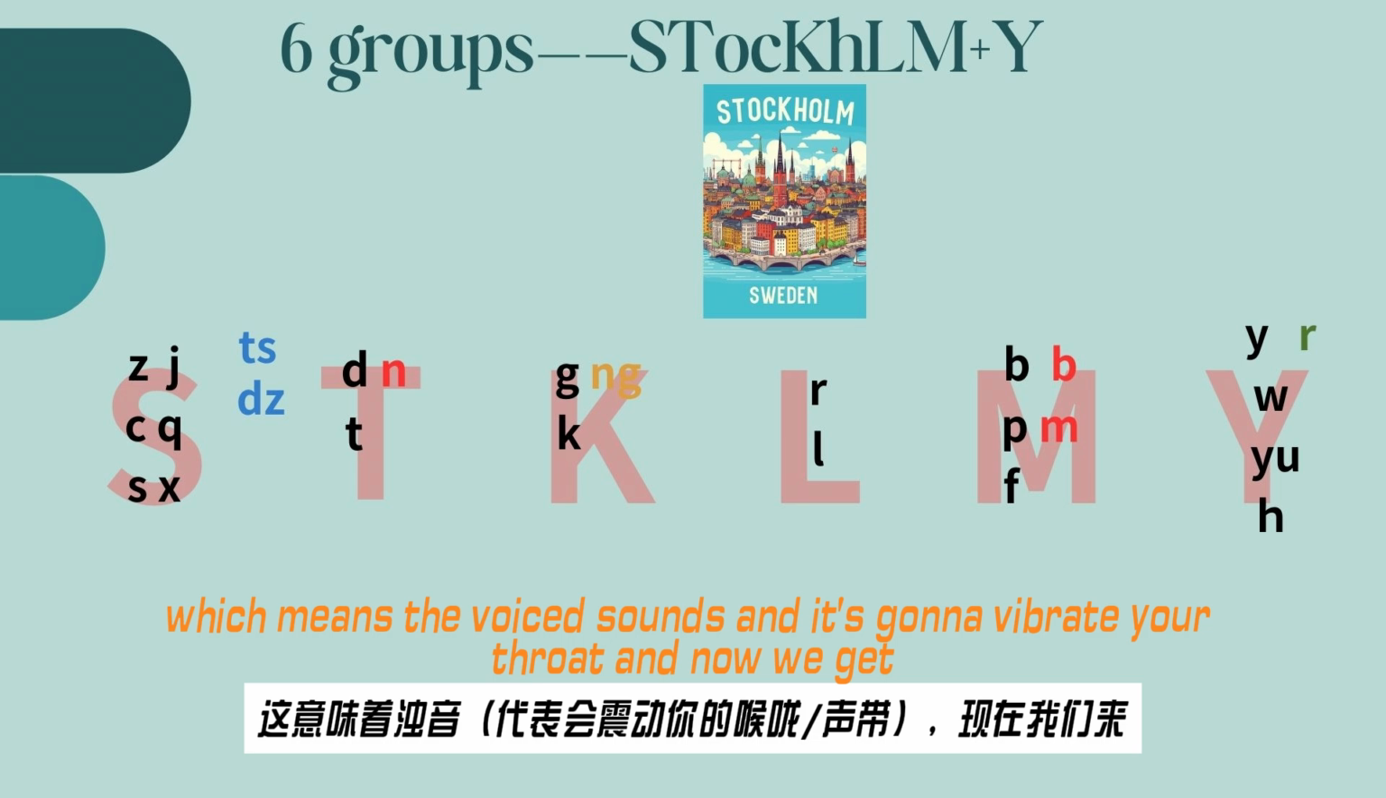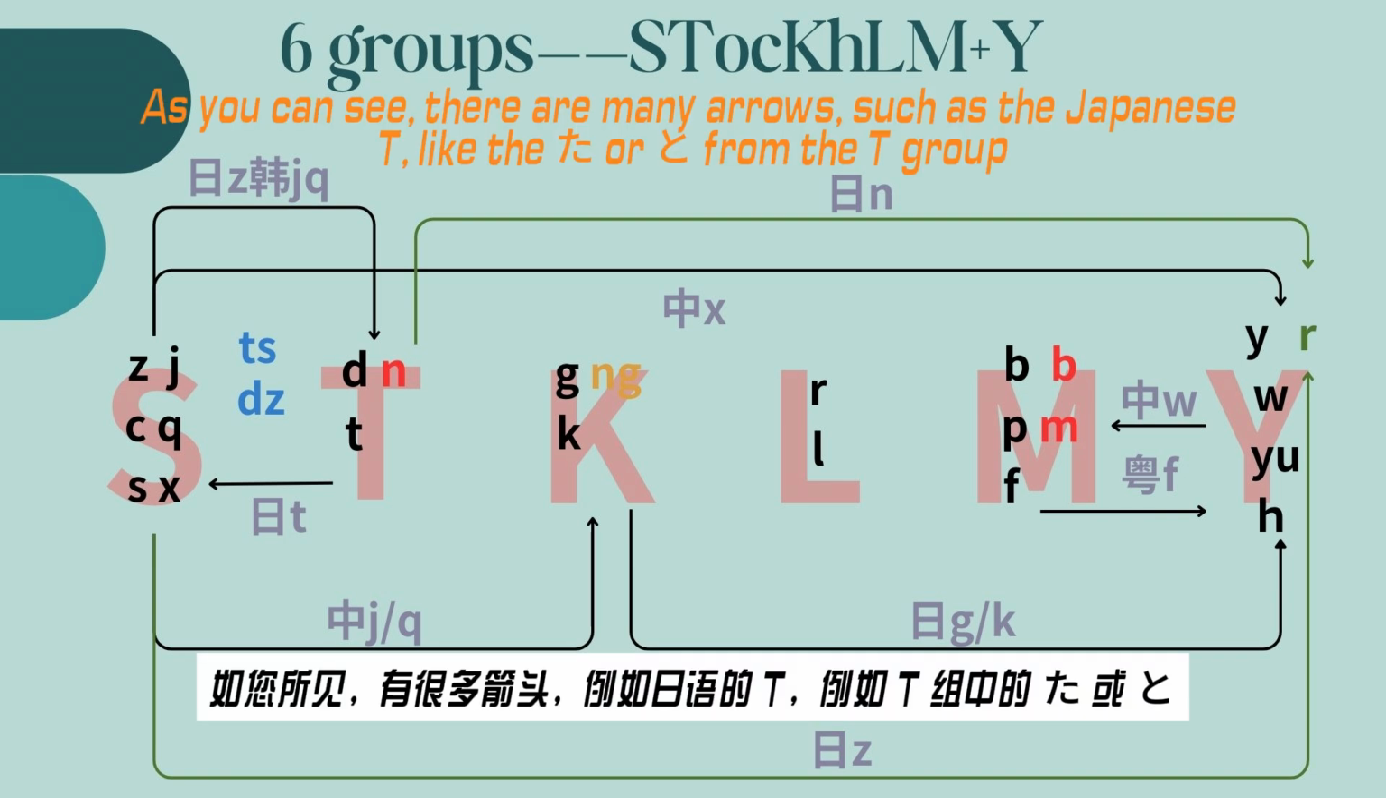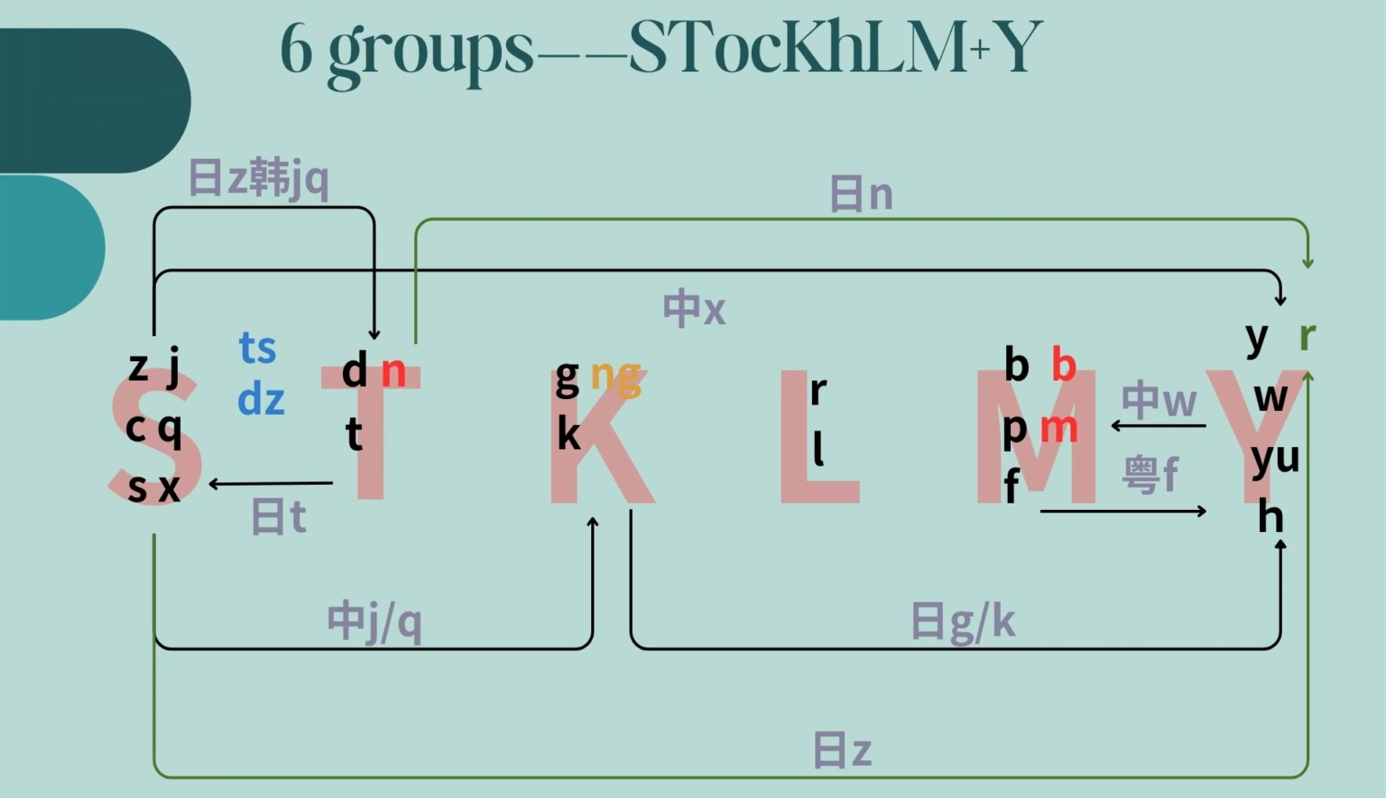And now, we get into the next level. As you can see, there are many arrows, such as the Japanese T, like the ta or to, from the T group goes into the S group. And also like xi in Mandarin from the S group goes into the Y group.